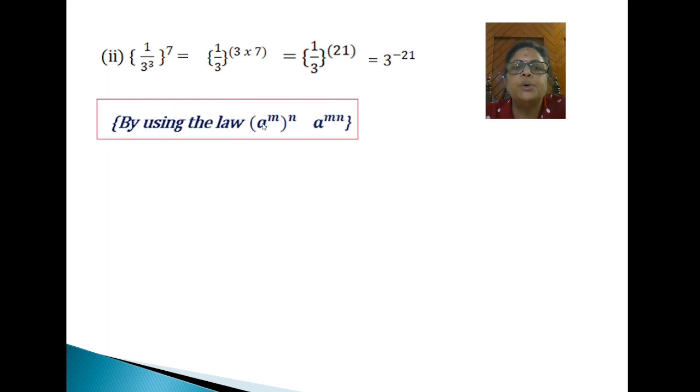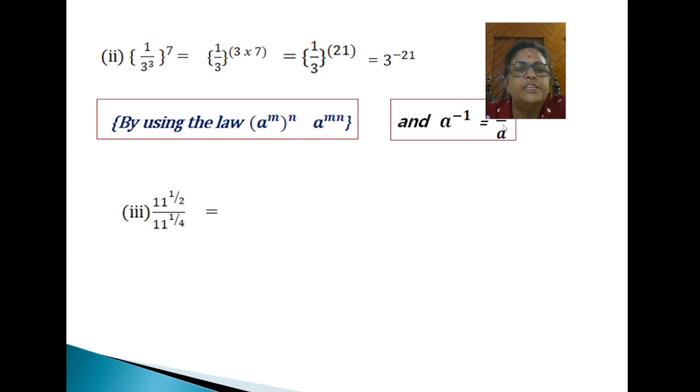So by using the law, a raised to m, the whole raised to n is a raised to m into n, and a raised to negative 1 is 1 by a. Next one, a raised to m divided by a raised to n form. So that is a raised to m minus n form.